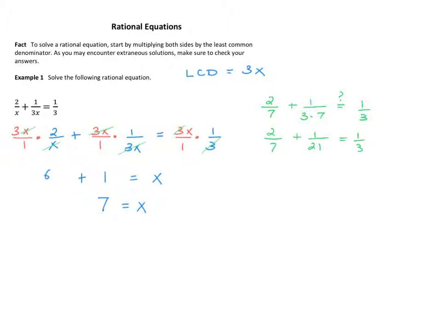Is that 1/3? That means I'm multiplying the first fraction by 3 over 3, which gives me 6 over 21 plus 1 over 21. Is that equal to 1/3? That's 7 over 21. Is that 1/3? And the answer is yes, because 7 goes into 21 3 times. We do in fact get that 1/3 is equal to 1/3. So we know 7 is in fact the solution. So this was just a way to check our work.